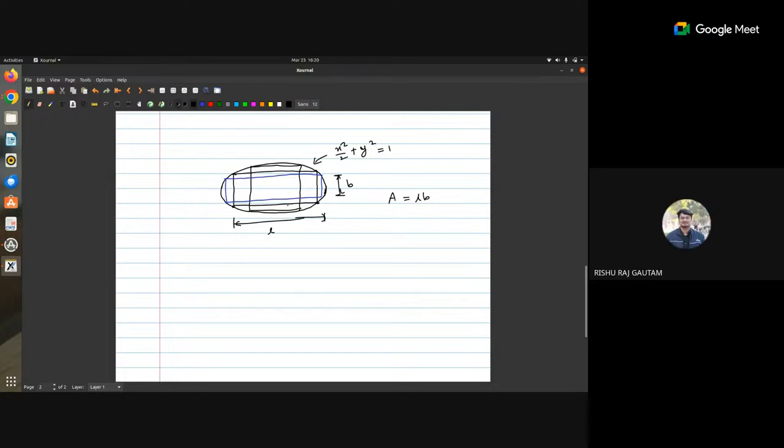I guess, sir, maximum length can be x and breadth can be y. Maximum length can be x. You sure, or is it 2x? Or 2, x square by 2.